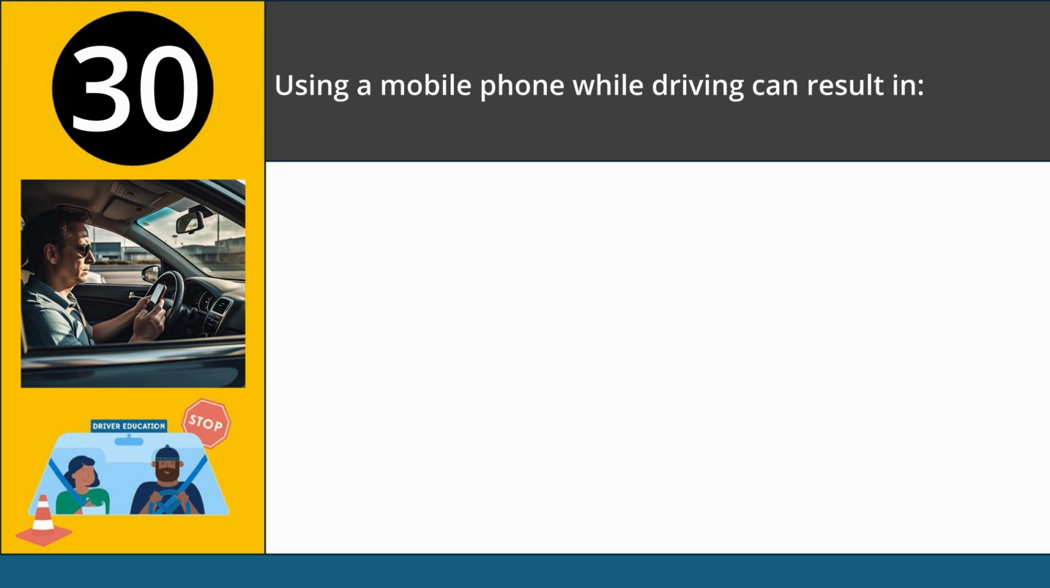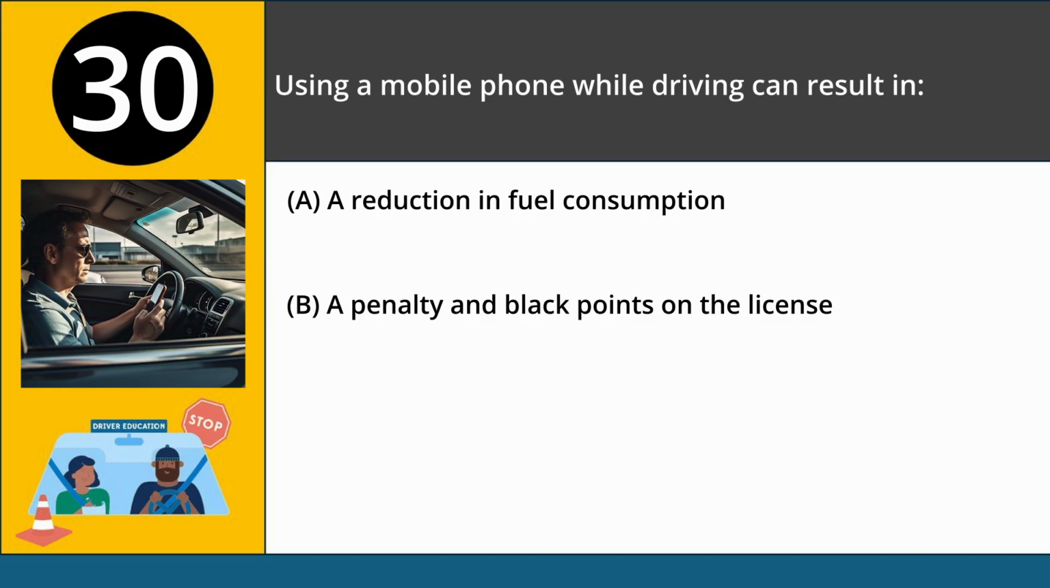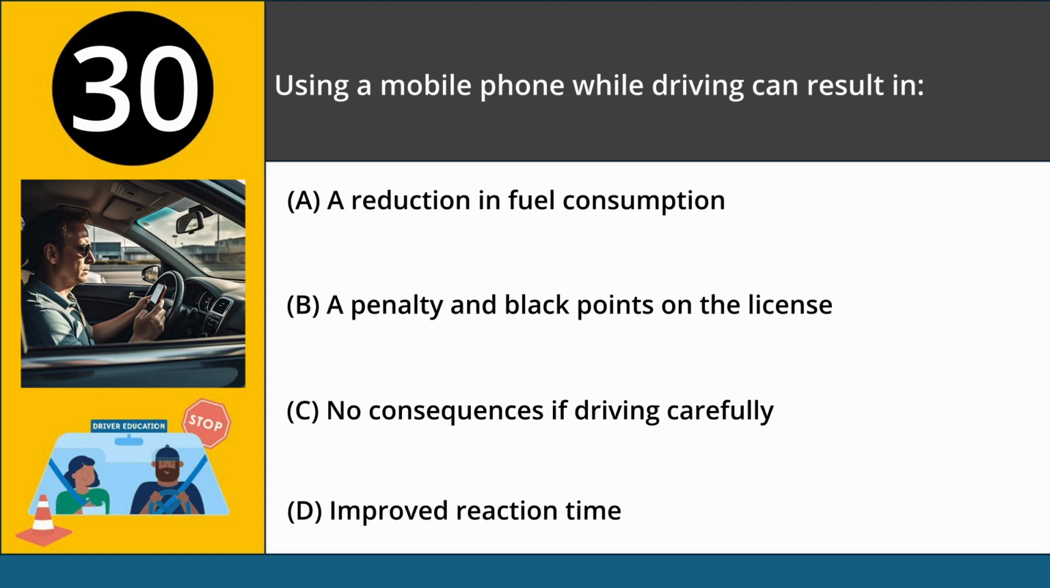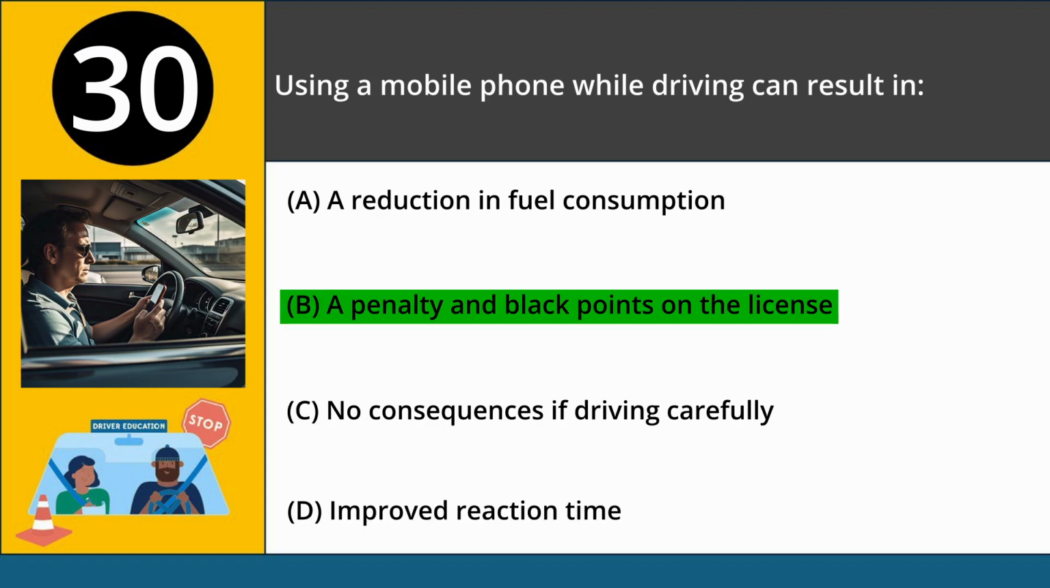Using a mobile phone while driving can result in: A. A reduction in fuel consumption. B. A penalty and black points on the license. C. No consequences if driving carefully. D. Improved reaction time. Answer B. Mobile phone use while driving is a major cause of accidents.